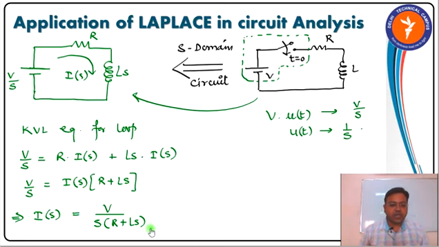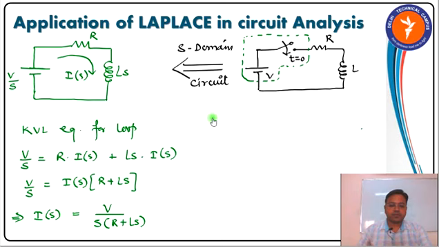So to convert it into the time domain, let us first apply partial fractions and then take the inverse Laplace of it. So after partial fractions, I can write I of S to be equal to, say, we have a residue A for the factor S, and we have the residue B for the factor R plus LS.